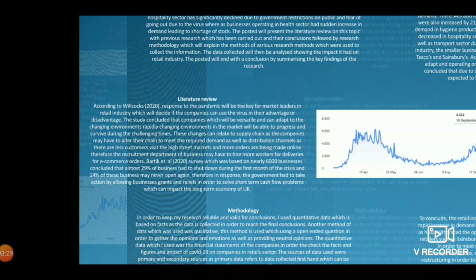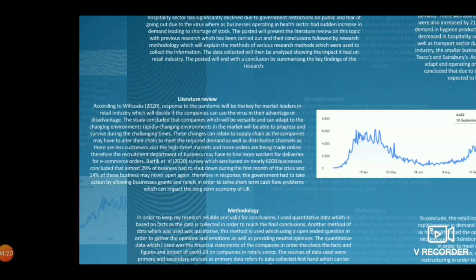Bartik's survey, which was based on nearly 6,000 businesses, concluded that 29% of the businesses had to shut down during the first month of the crisis. This was when the crisis was at peak, and he also concluded that 14% of these businesses may never open again due to the problems they faced. Therefore, in order to respond, the government had to take action and allow businesses grants and reliefs in order for them to carry on operating, which would be very beneficial for the government in the long term, as the more businesses close, the more it will decrease the GDP of the country.